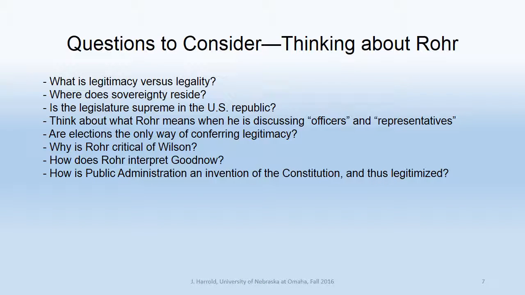I'm going to get to the discussion and the journal in just a second, but here are some things to think about as you consider Rohr. What is legitimacy versus legality in Rohr's thinking? Where does sovereignty reside in Rohr's thinking? Is the legislator supreme in the U.S. Republic? We talked about that a moment ago. What does Rohr mean when he's discussing officers and representatives? What's Rohr talking about when he says there are other ways to confer legitimacy? Are elections the only way to confer legitimacy?